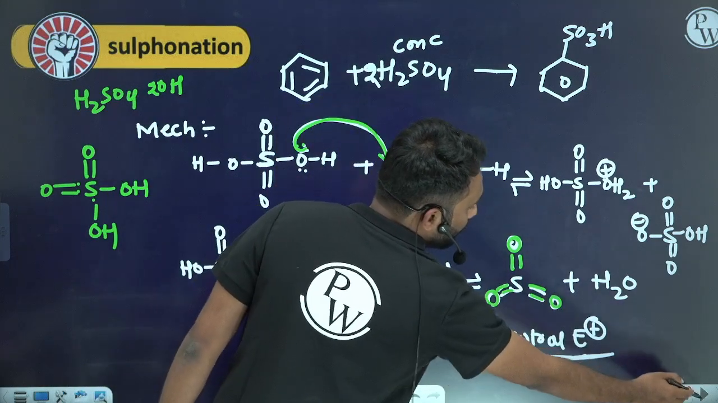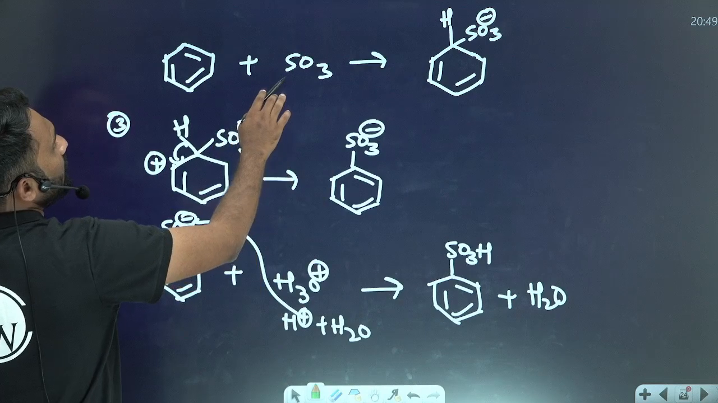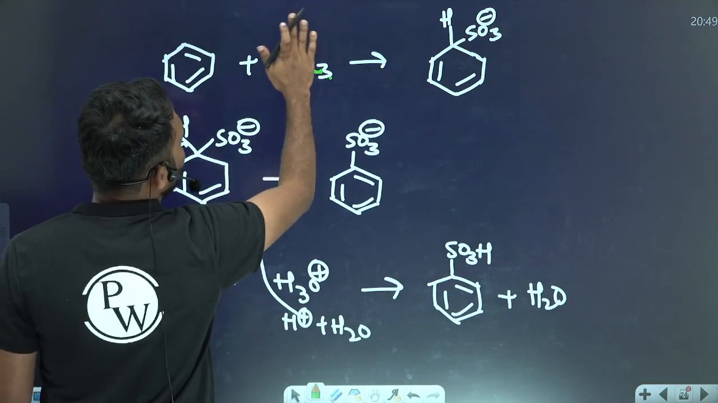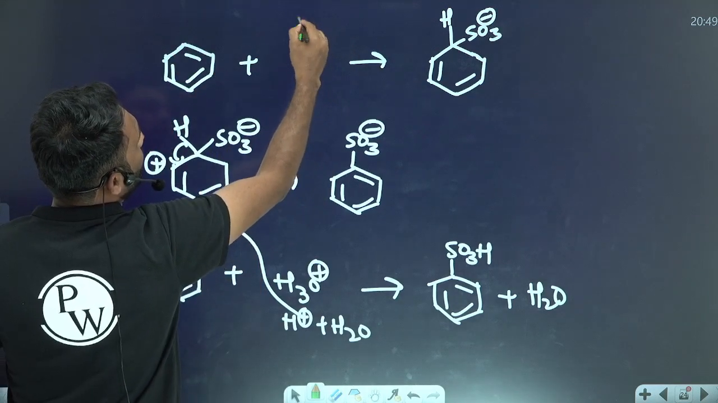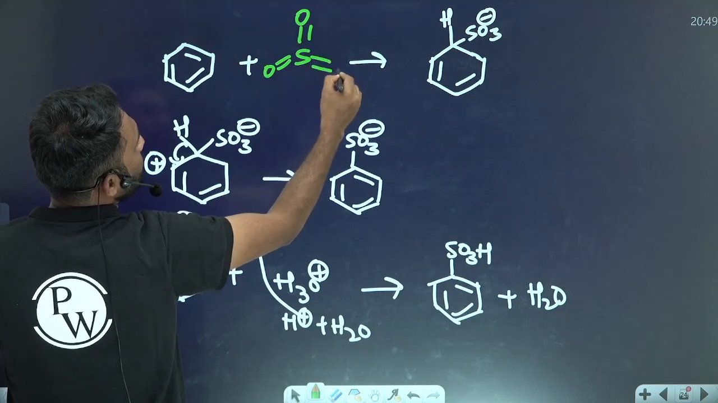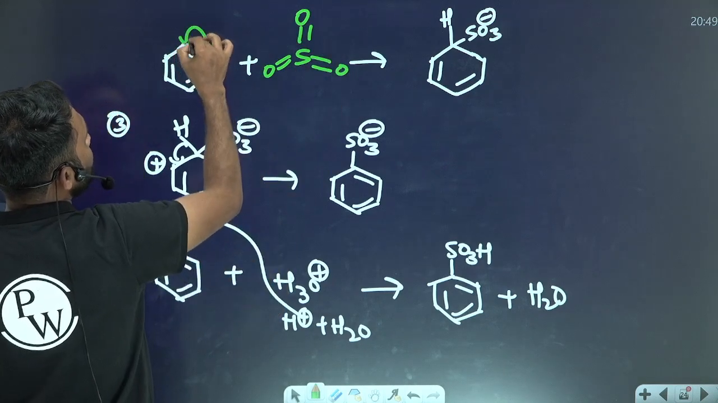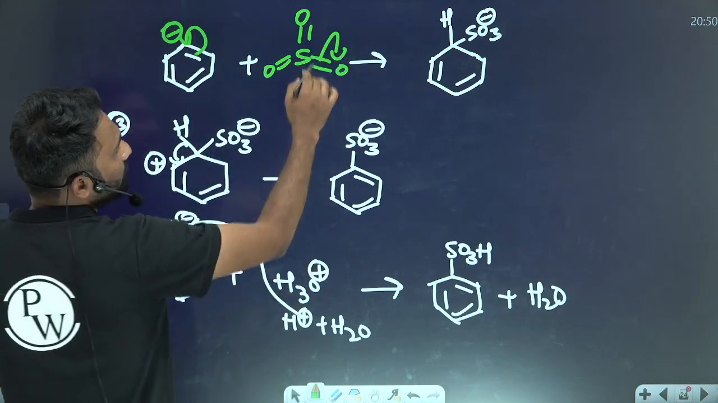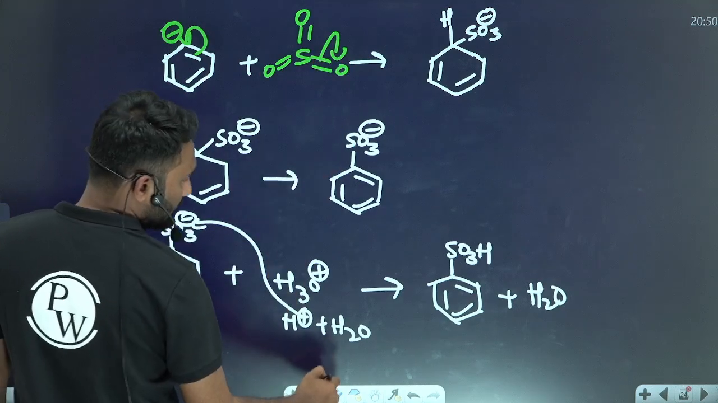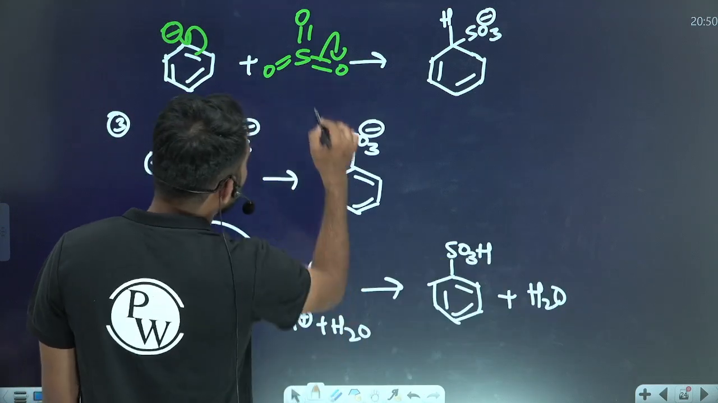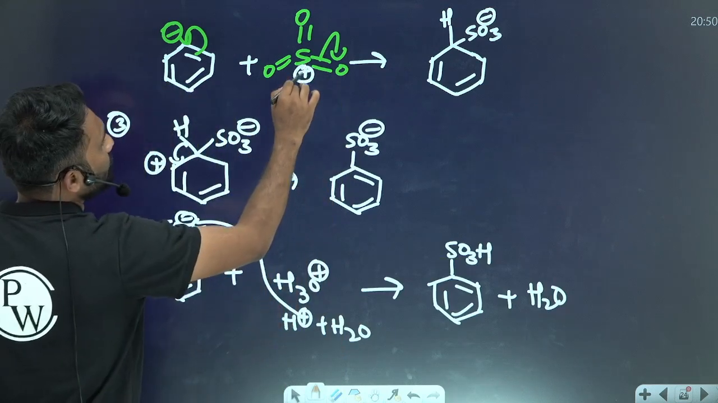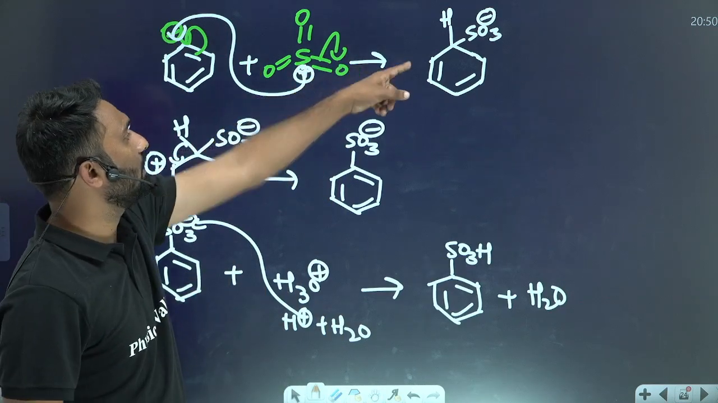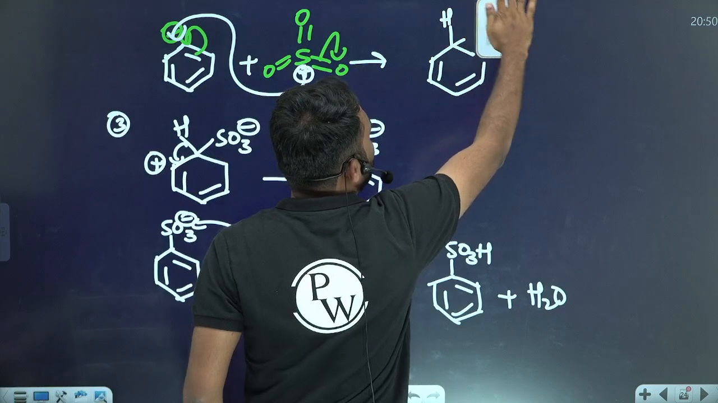Now this neutral electrophile will attack the benzene. Clear? Here this is double bond O, double bond O, double bond O. Now this pi bond is shifted toward this oxygen, which gets the negative charge, and the sulfur gets the positive charge. Now this positive sulfur will go and attack here and give this structure. Okay.